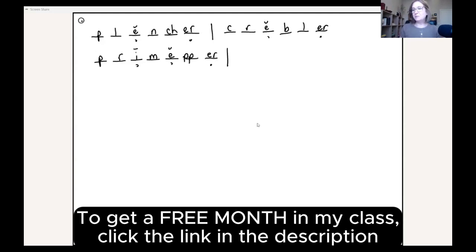Okay, your number 2 is bleemitter. Bleemitter. B l e e m i d er. Bleemitter. For the D sound in the middle, it could be spelled with a T, but I want a D. D, D. Bleemitter, D, D, D. Bleemitter.